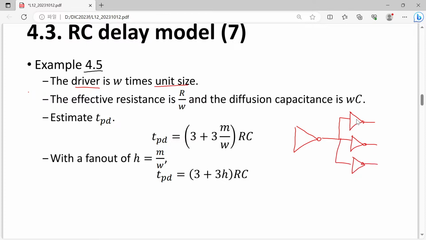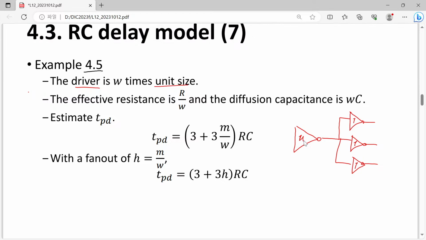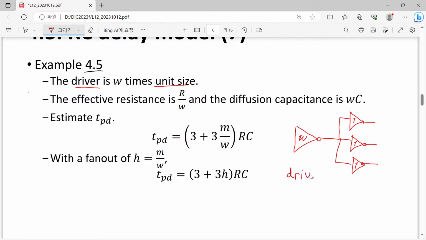However, let's just say 1, 1, 1. Here 1 means that they are all unit sizes, and here we have previously 1. Now we are considering the case instead of this one. Now we have a factor of W for this driver. This is a driver and they are loads.